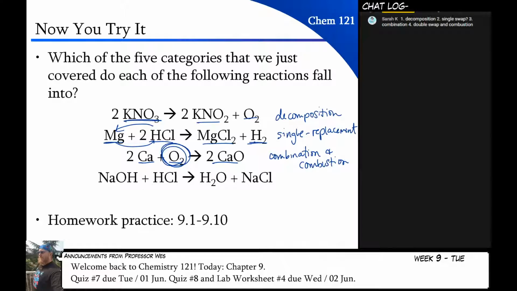And then finally, for this one, I have sodium paired with hydroxide and hydrogen paired with chloride. And if I swap these two, then I get HOH and NaCl. Well, HOH is actually H2O. So this is a double replacement. It is not a combustion, though, because we're not reacting it with oxygen. We're reacting it with hydroxide, and that's different. Combustion is specifically oxygen, O2.